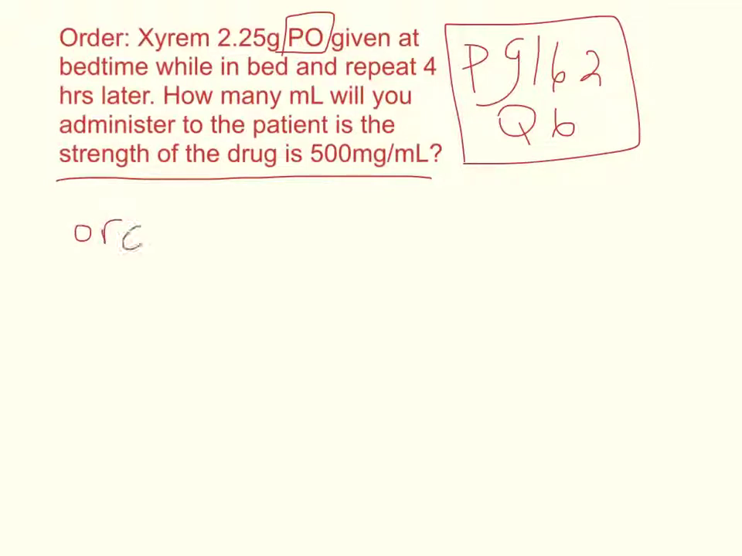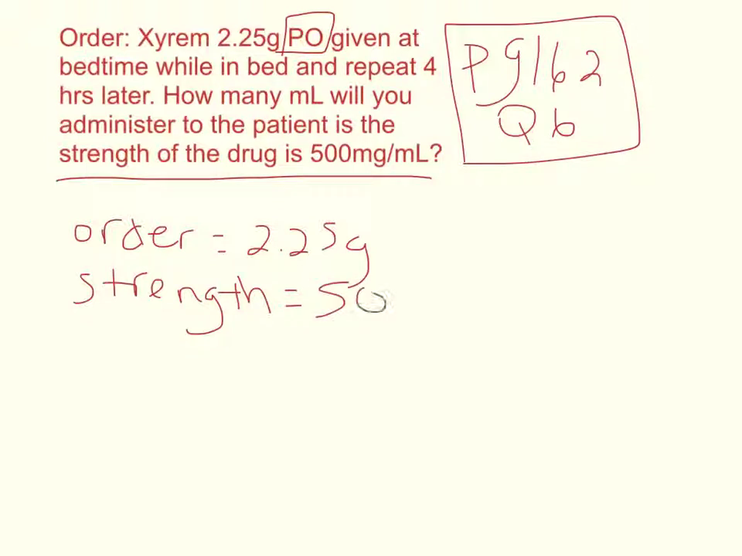So the first thing that we have to consider here is that the order is given to you in grams, but your strength comes in a milligram form. So that's our first issue that we have to take care of, is converting our grams to milligram units in order to understand this.